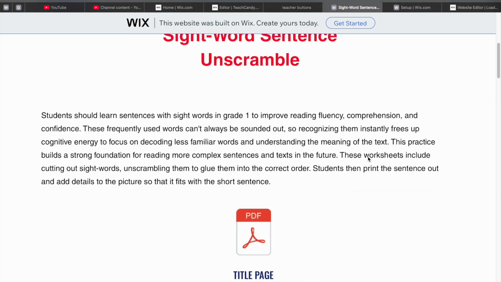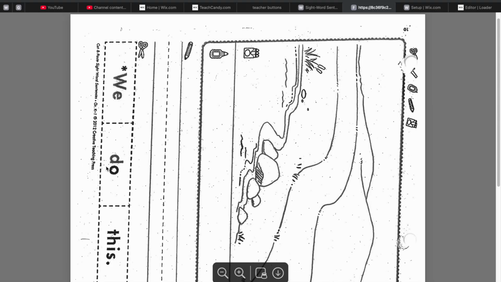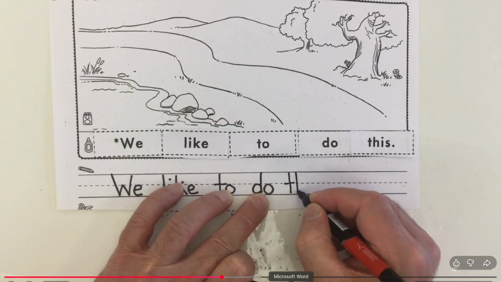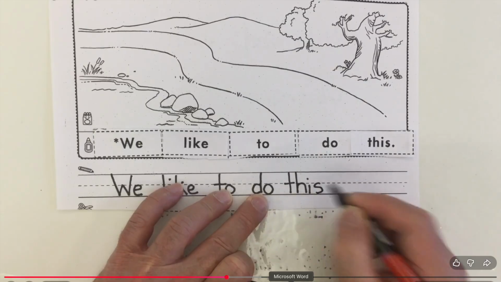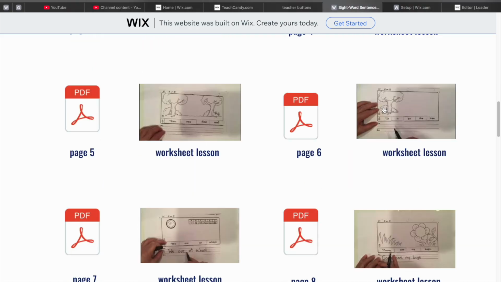Sight word sentences, there are 22 different worksheets. Again, each worksheet has a PDF for you. And each worksheet has a walkthrough video. Basically, the students are cutting out the words at the bottom, gluing them into their correct order so that they make sense of the sentence, printing the sentence out, adding to the picture that connects to the sentence, and coloring it in. And again, there's a video for each and every one of those. And there are 22 of these.